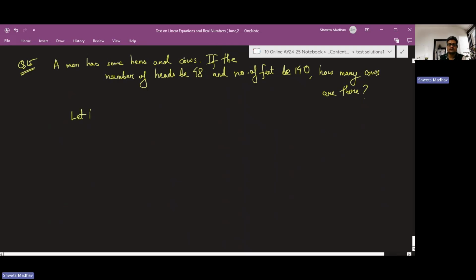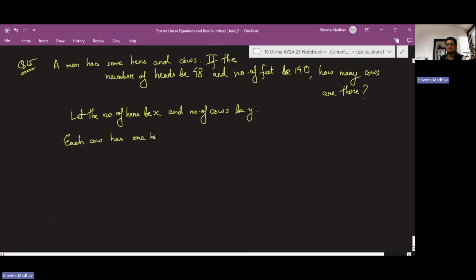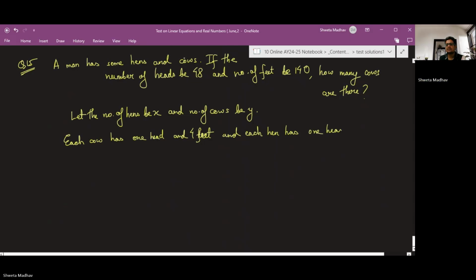So here we can say let the number of hens be x and the number of cows be y. Now as we know, each cow has one head and four feet, and each hen has one head and 2 feet.